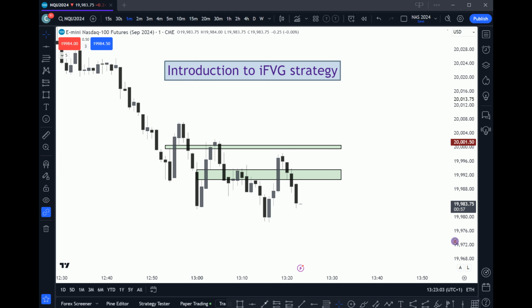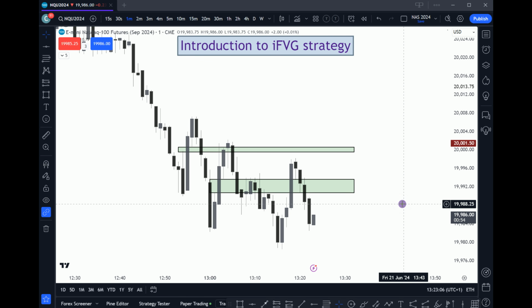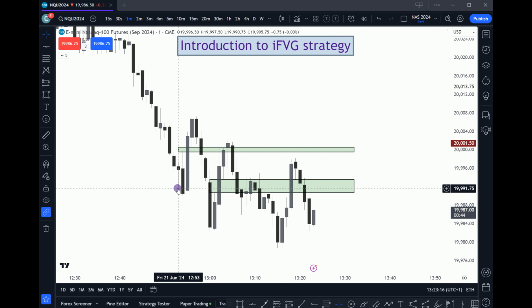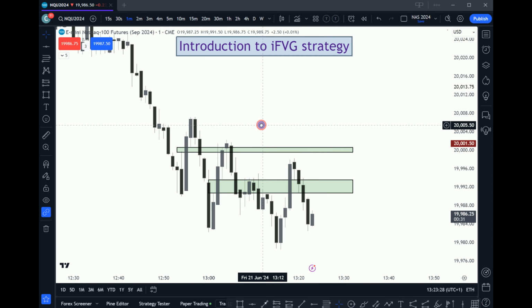For those that aren't aware what a fair value gap is, I did actually make a video about this yesterday, so feel free to go and watch that. But in essence, it's where the market leaves an imbalance, and I've got two imbalances marked here. The fair value gap started with this candle here, we moved up, and then we had the last candle there. So the fair value gap is made up of three candles. The gap between them is the fair value gap, the FVG.